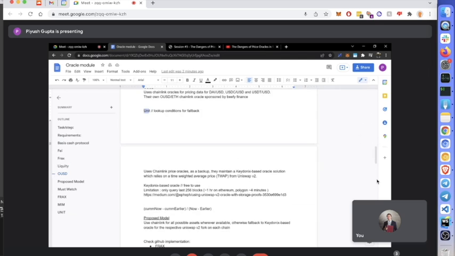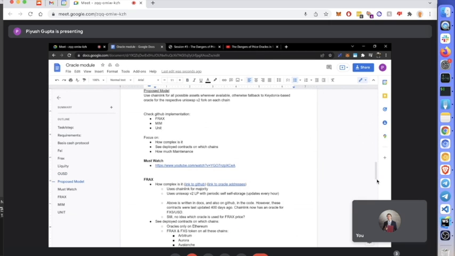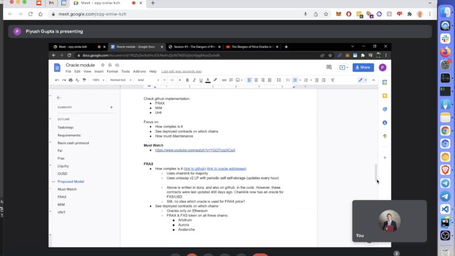So unit.xyz, I will also cover in the next step, so skipping this for now. So now I'll cover Frax, MIM, and Unit in depth. We'll primarily focus on how complex their mechanism is, on what chains they've deployed, and how much maintenance is required actively.